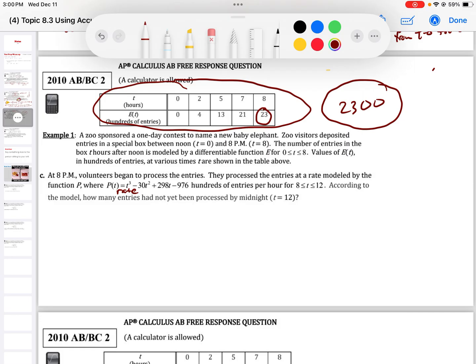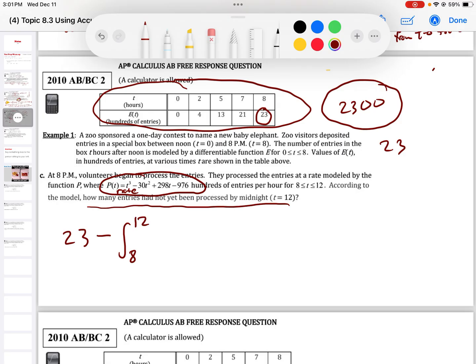All right, so if I'm thinking about this, in the box at 8 o'clock, there are 2,300 entries. I'm going to keep it 23, though, in the problem because this is in terms of hundreds of entries. But then they begin to process them. So they're pulling the entries out, they're reading them, they're tallying them up, whatever they're doing. So to find how many entries have not yet been processed by midnight, I start with 2,300 and I subtract the integral from 8 to 12 of that P function that they gave us, the rate, right?